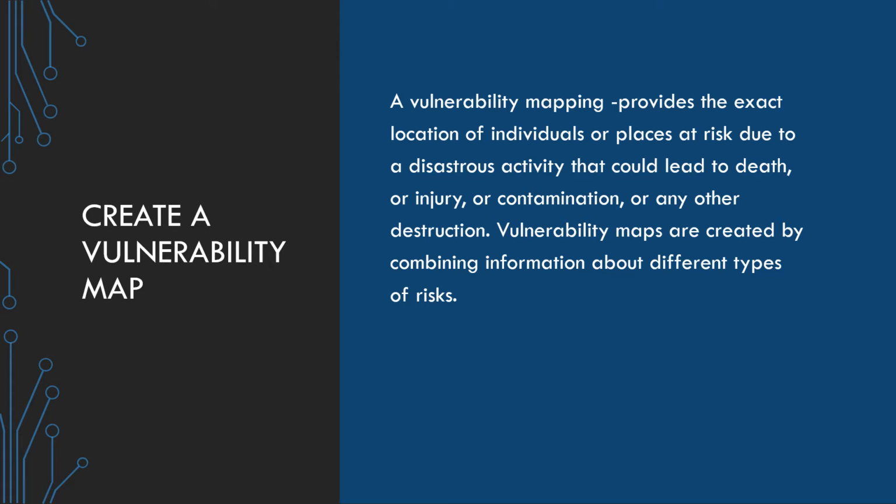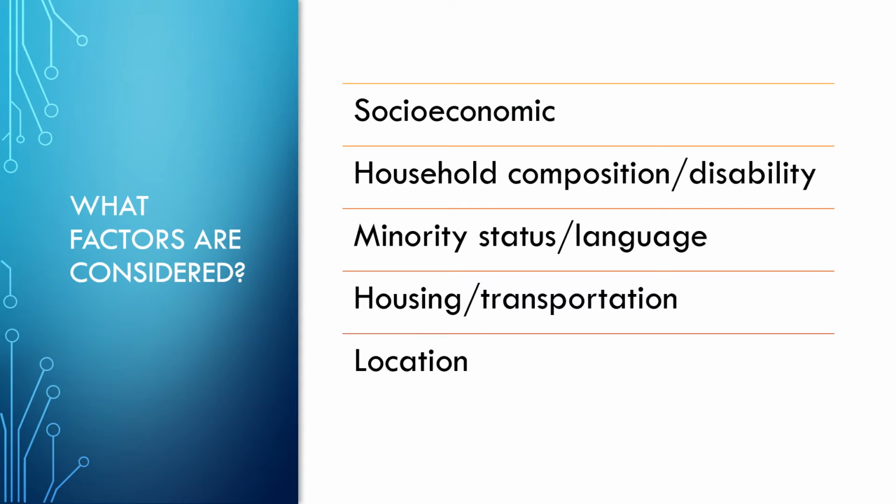Create a vulnerability map. A vulnerability map provides the exact location of individuals or places at risk due to a disastrous activity that could lead to death or injury or contamination or any other destruction. Vulnerability maps are created by combining information about different types of risks. What factors are considered? Socioeconomic, household composition, disability, minority status, language, housing, transportation, and location.